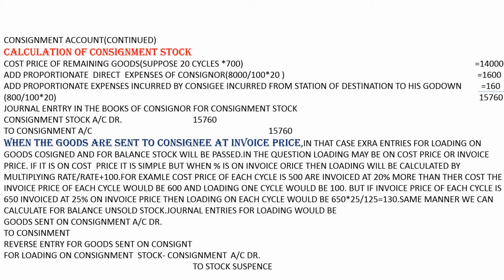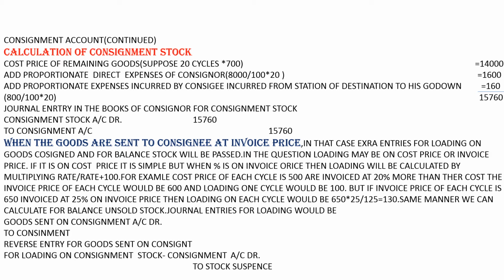But if he is giving invoice value, and it is given that he is invoicing at 650 per cycle at 25% on invoice price, then the loading on each cycle would be 650 into 25 upon 125. That is equal to 130. Same way we can calculate the balance of unsold stock.